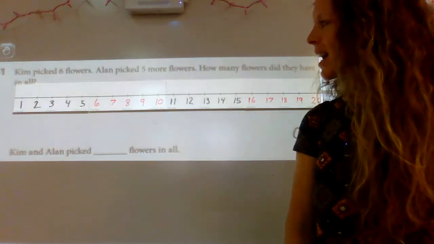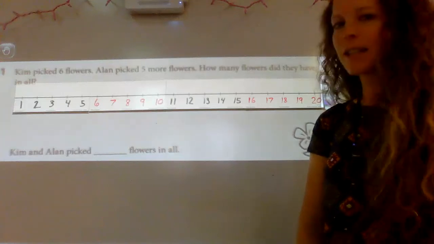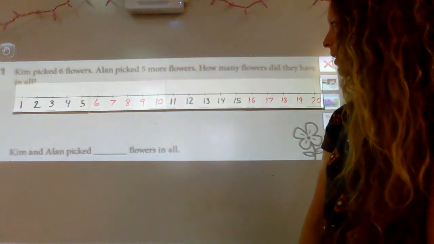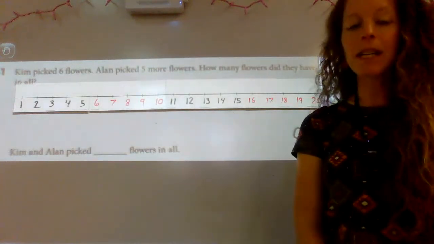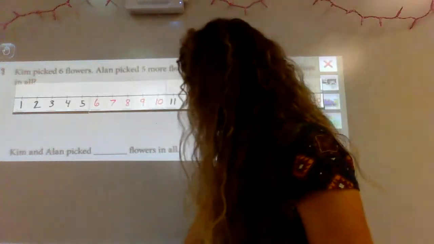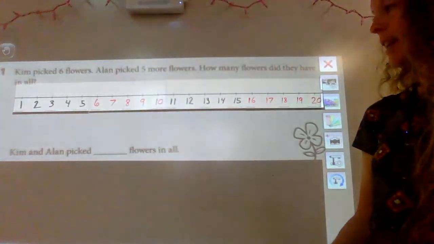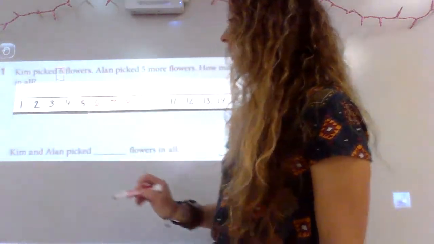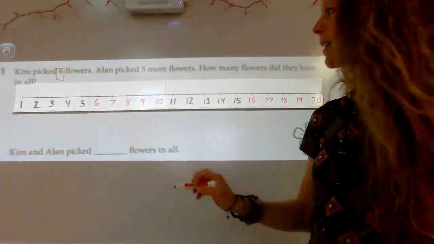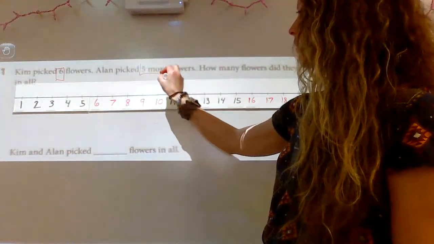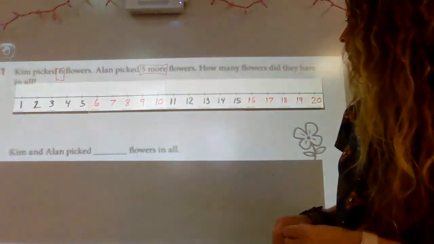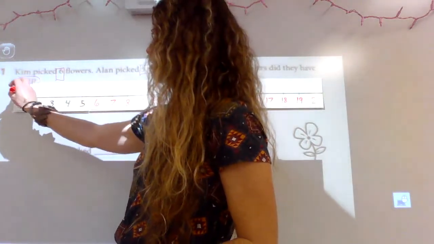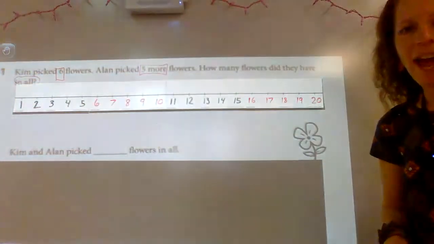Number one says, Kim picked 6 flowers. Alan picked 5 more flowers. How many flowers did they have in all? So I'm going to box my important information. Kim picked 6. Alan picked 5 more. How many flowers did they have in all? In all. That tells us we're going to add.